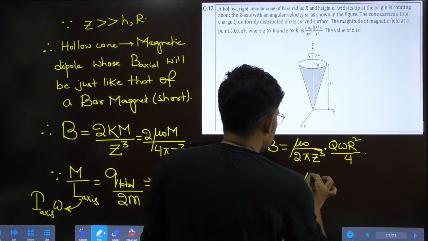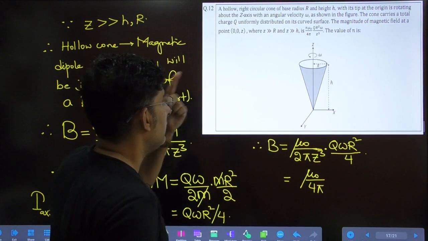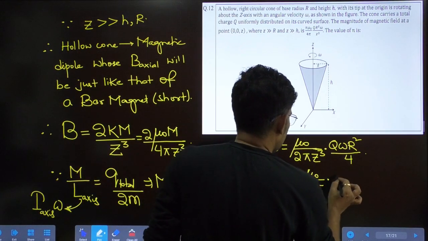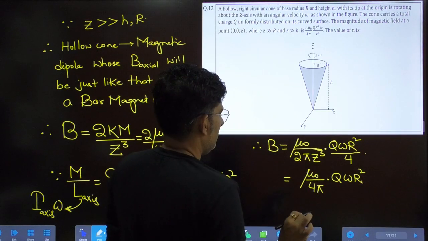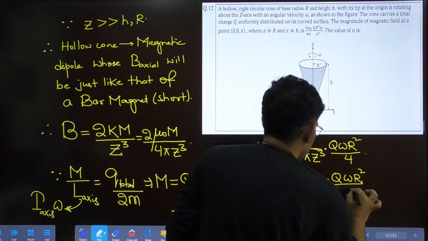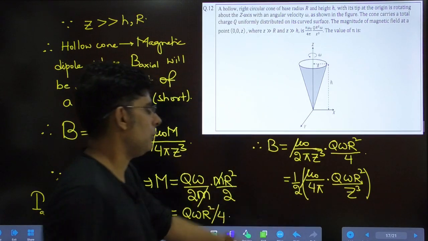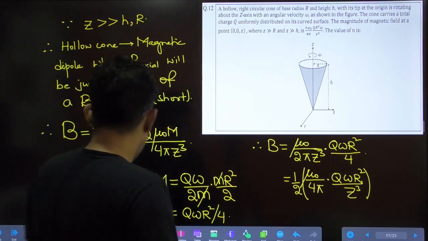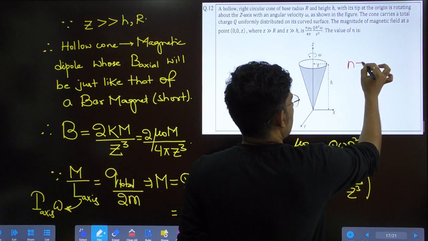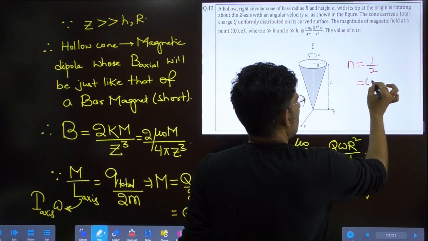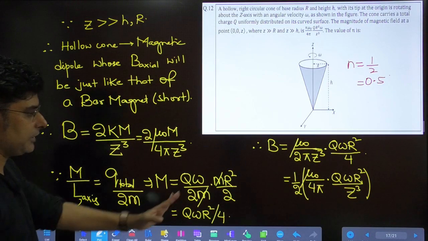So if we express it in proper way, what we are getting is mu naught by 4 pi, we have taken it. Then we have q also, omega r square, everything is obtained. Below we have z cube also. Extra what is remaining is 1 by 2. So they are asking for this value of n. What is the value of n? So simply we can say that this 1 by 2 is n. So n is 1 by 2, which is 0.5. So the correct answer for this question will be 0.5. I hope this is clear to all of you.